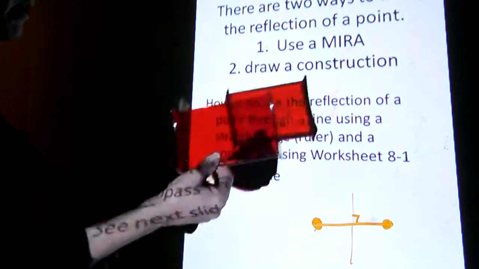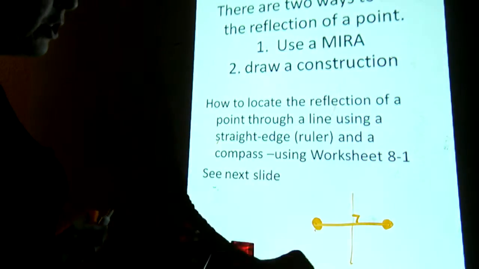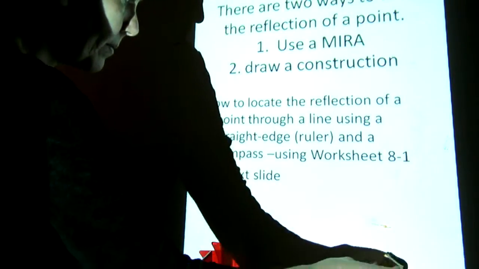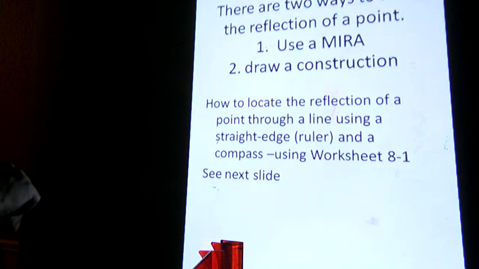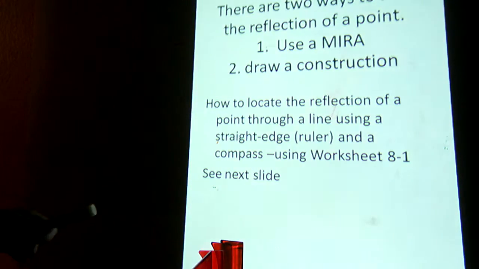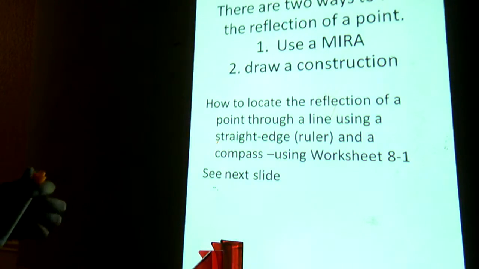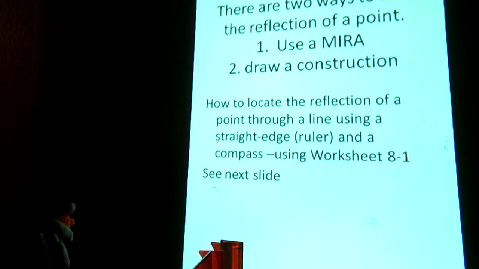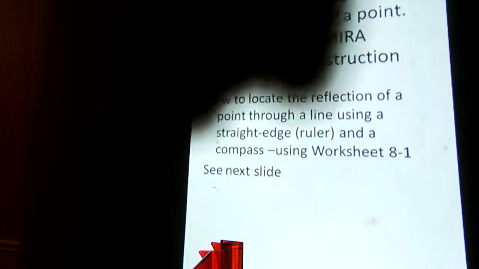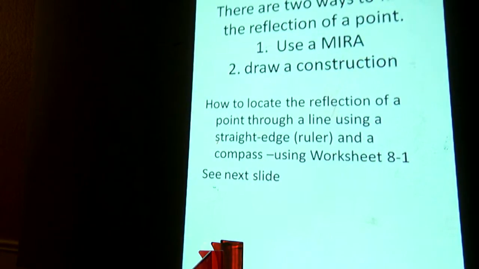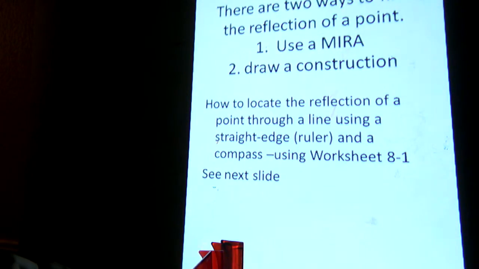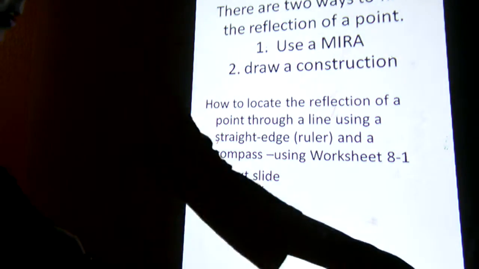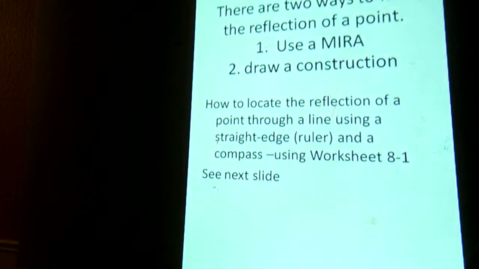But if you don't have one of these, a mirror, you can draw a construction. And so that's what we're going to do. So that's how to locate the reflection of a point through a line using a straight edge, which is our ruler, which I need to go over there and get, and a compass. And you're going to have a worksheet 801 that I have messaged you, and it's going to have it on there on how to use that.